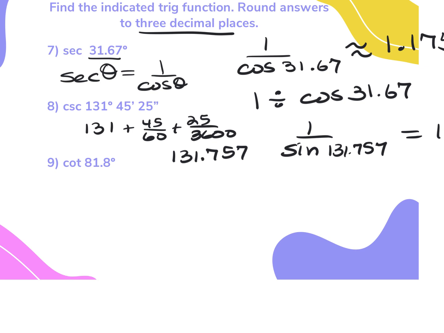Everybody good? All right, so let's try cotangent. What's the reciprocal of cotangent? Tangent. So all we're going to do is 1 divided by tangent 81.8. Hit enter, and you should be getting 0.144.